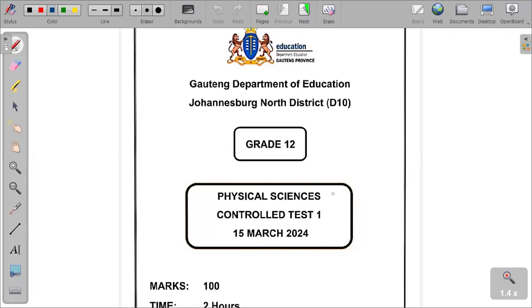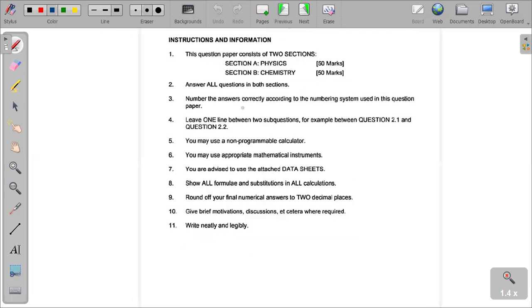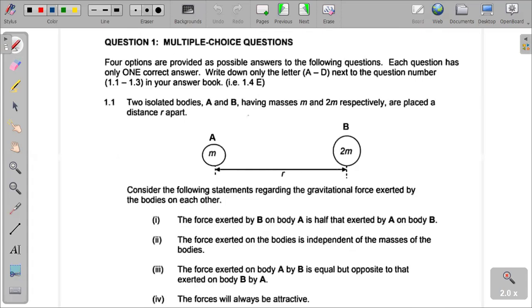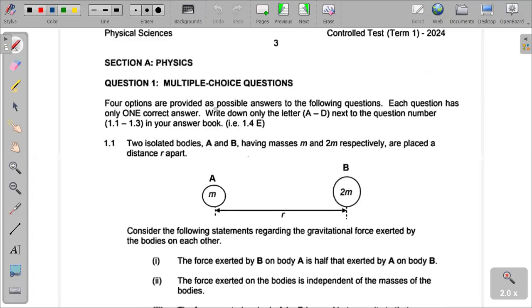Physical Sciences, grade 12 paper for Johannesburg North District, March 2024. So it's the one that we want to revise here. I will skip the instructions for the sake of time and progress. It consists of two sections, section A and section B. I'll just quickly go straight to the first section, section A.